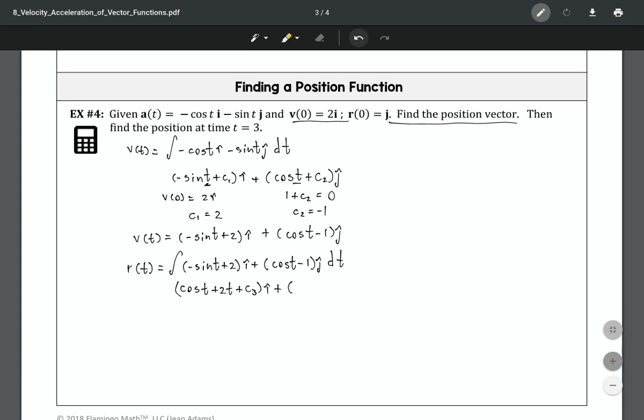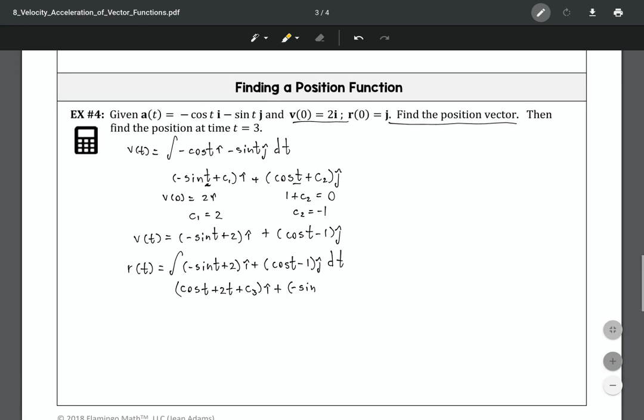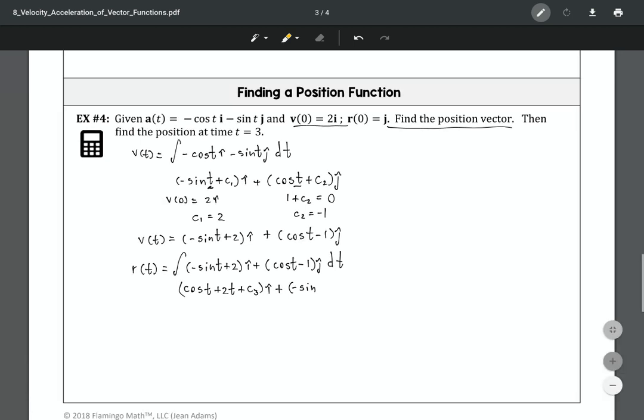Now this one right here, the antiderivative of cosine, it's negative sine. Oh, wait a minute, is that right? Antiderivative of cosine. No, I don't think that's it. Yeah, okay, so I'm good. The derivative of cosine is negative sine. The derivative of sine is positive. Okay, so we're good here.